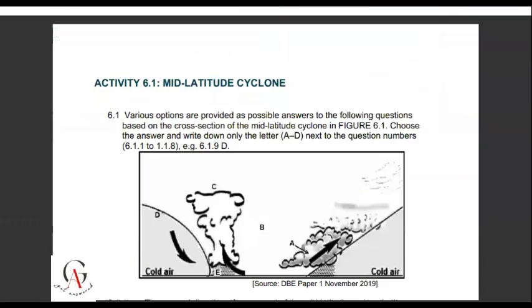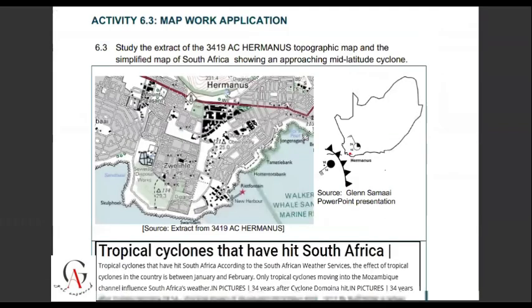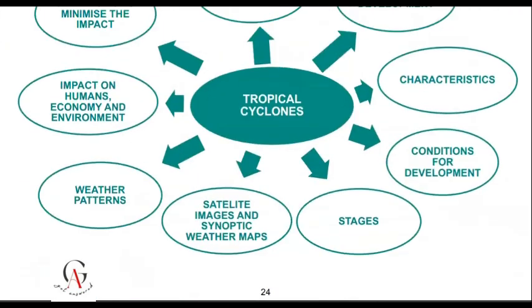Right. We are done with our mid-latitude cyclones. We move on to tropical cyclones. When we're looking at tropical cyclones, remember we looked at the tropical region, which is the equatorial region. We are looking at low pressure weather systems that do occur within the tropical region. Where is our tropical region?